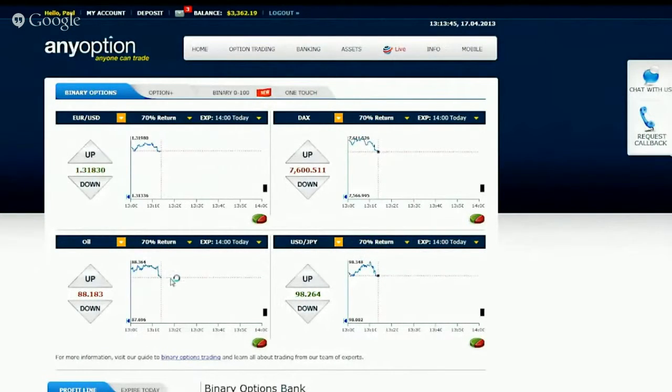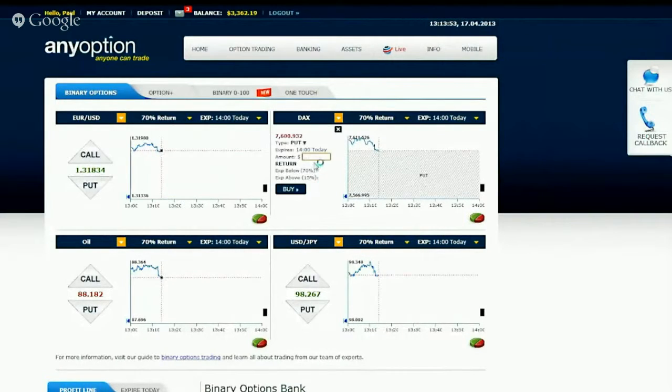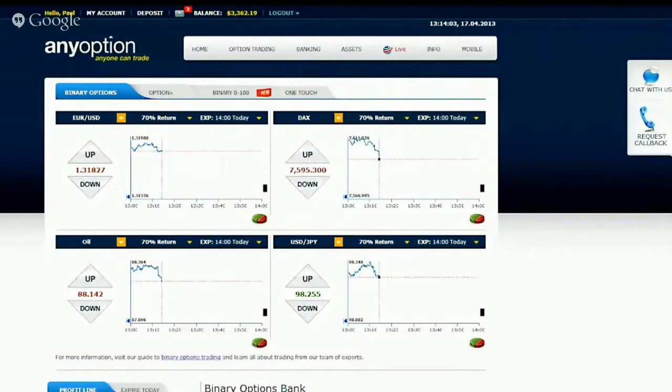There are 4 different assets that are showing the beginning of a downtrend: Euro USD, the DAX, USD JPY, and oil. I'll start with the DAX. I see a downtrend, so I think I'll put an investment of $100 here. I'll click on Execute. That was the DAX. Now to the Euro USD. Here I'll put $150 and wait for the execution.